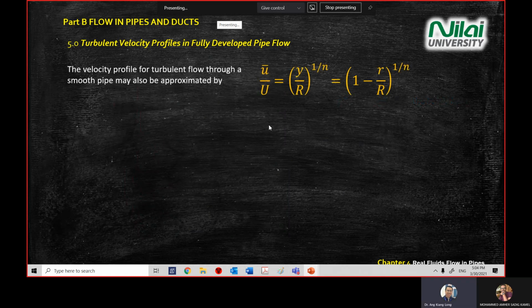And these are the equations for the turbulent flow velocity profile. When you see small u divided by capital U, and there's a 1 minus r ratio, it means that this is the velocity profile. And if you compare side by side, if you see something with 1 divided by n, it is a velocity profile for turbulent flow.